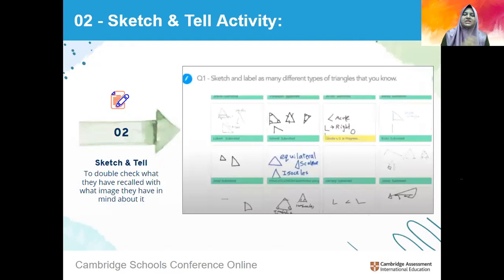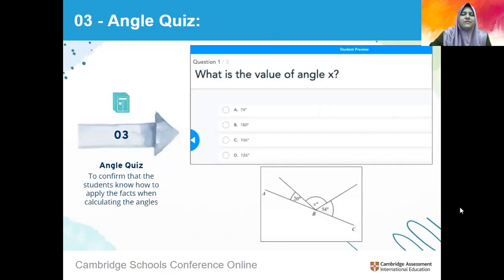And the second one, the sketch and tell, is when I use the whiteboard function. I put there: sketch and label as many different types of triangles that you know, and I can see that there are some gaps in terms of what the students can show and produce according to specific rules of how you present your sketches when showing a specific type of triangle. I'll share more about this later. As well as the angle quiz. This is very easy to navigate, and you can just set the questions ready, and then you can have the options, and you can also upload the images.